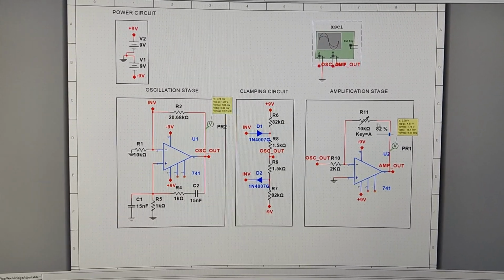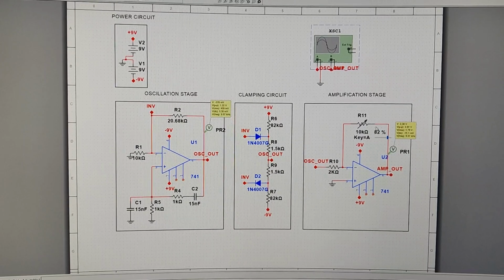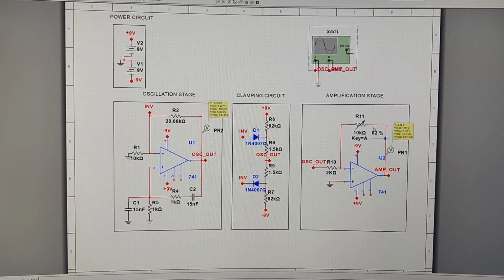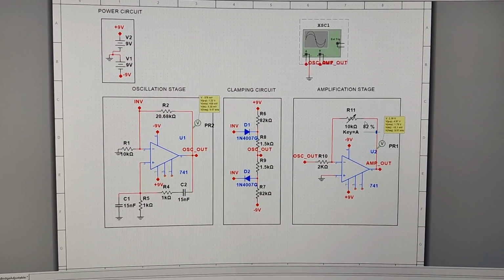Welcome to my demonstration of the 10 kHz Wien bridge oscillator circuit. As you can see, we have four stages in this circuit, which will also be made on breadboard, which you will see after this segment.